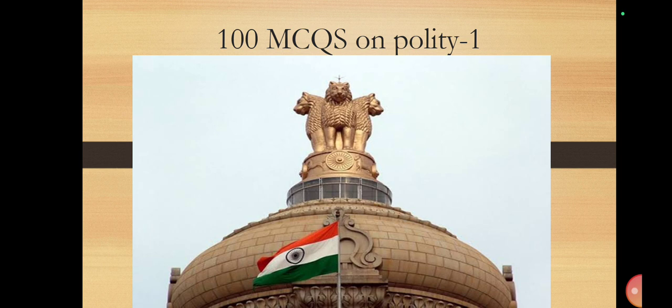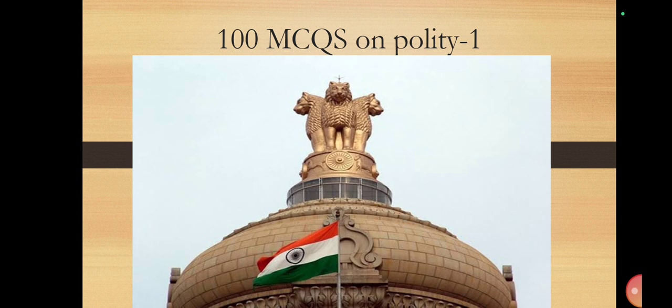Question number 40. Articles 124 to 147 in Part 5 of the Constitution deal with the organization, independence, jurisdiction, powers and procedures of the Supreme Court. Unlike the American Supreme Court, the Supreme Court of India has advisory jurisdiction. The Constitution under Article 143 authorizes the President to seek the opinion of the Supreme Court.